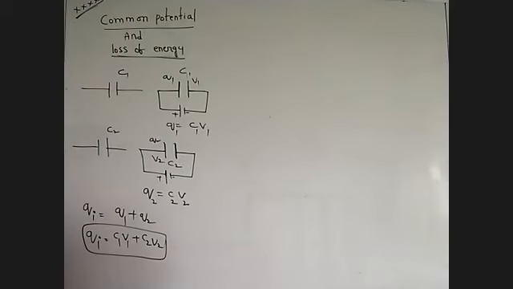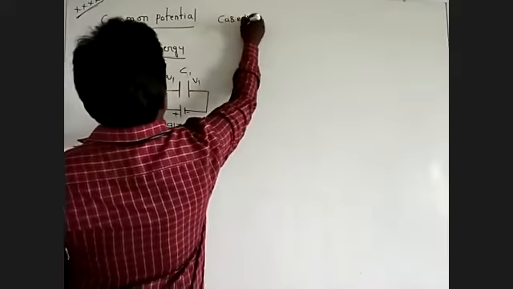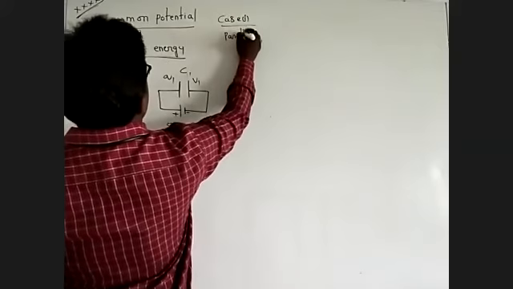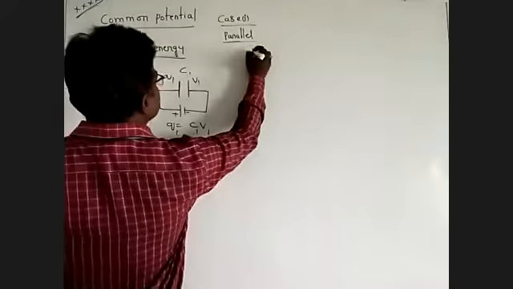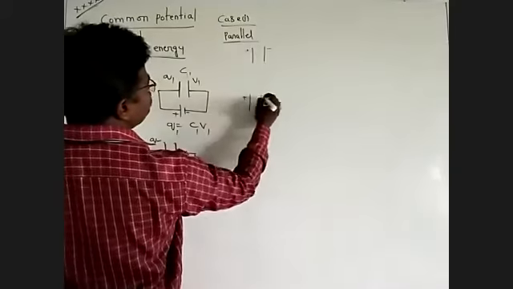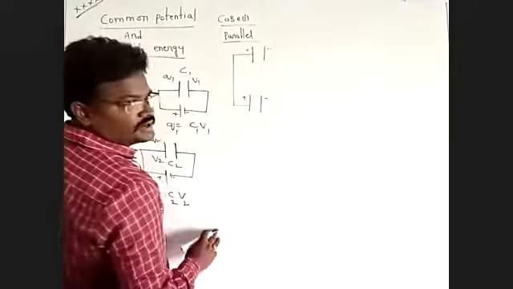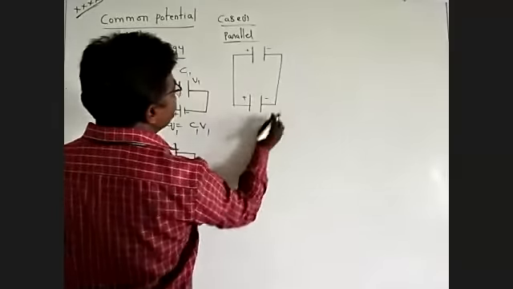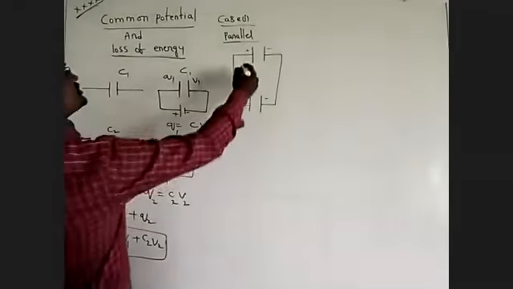Next, case one is parallel connection. What is the meaning of parallel connection here? This is one capacitor and this is the second, each with a positive plate and a negative plate. The positive plate is connected to the positive plate, and the negative plate is connected to the negative plate. We call that a parallel connection. So this is C1 V1.